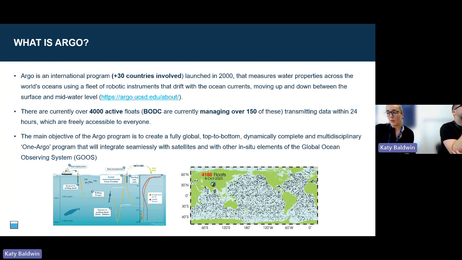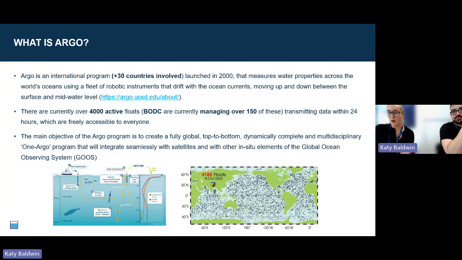The main objective of the Argo programme is to create a fully global, top-to-bottom, dynamically complete and multidisciplinary One Argo programme that will integrate seamlessly with satellites and with other in situ elements of the global ocean observing system.